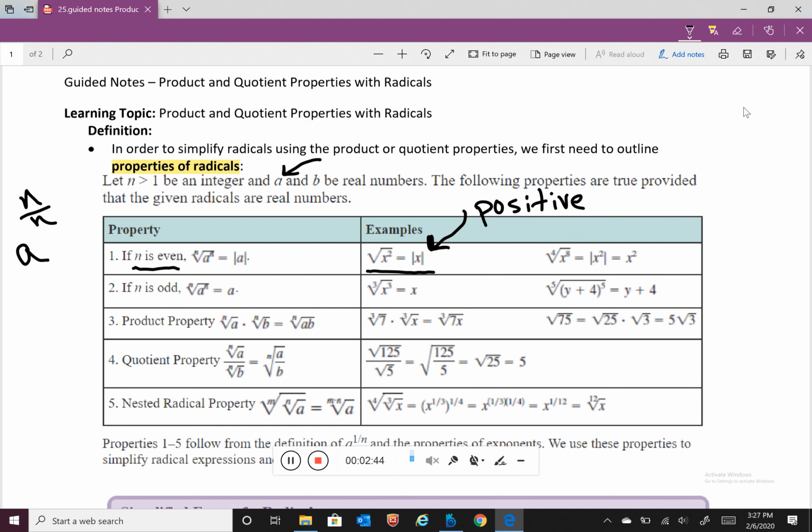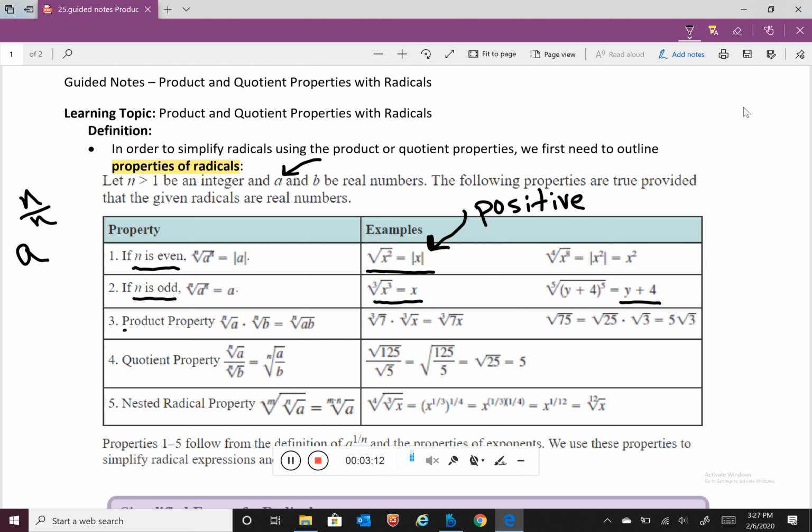Now, if n is odd, then the n's do simply cancel and leave you with the base a. And you can see this in the example, cubed root of x cubed just leaves us with x. And then fifth root of the quantity y plus 4 to the fifth, the 5's cancel and leaves us with the base of y plus 4.